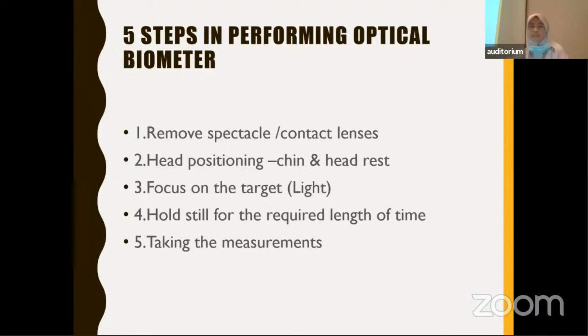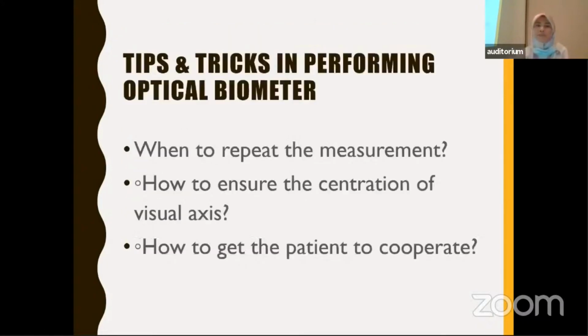Remove spectacle, head position. Make sure the patient puts on the chin and headrest properly, focuses on the target, holds still for the required length of time, and takes the measurement.